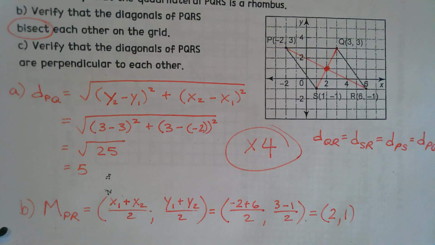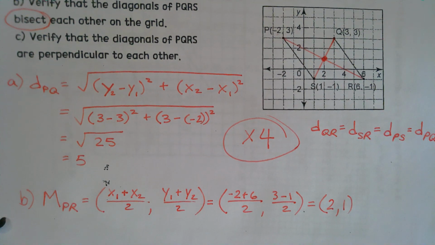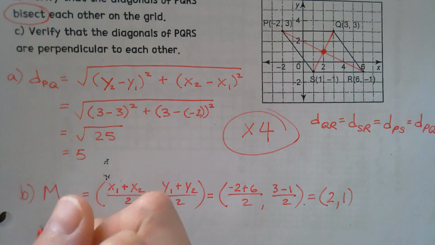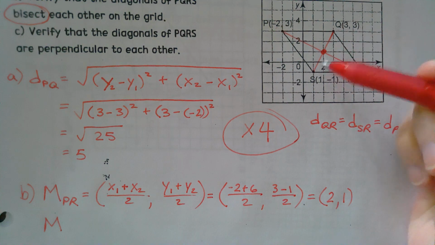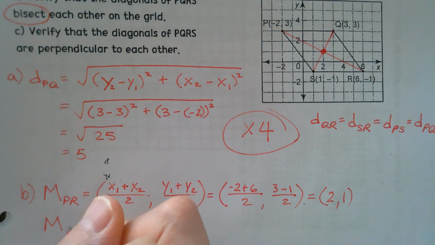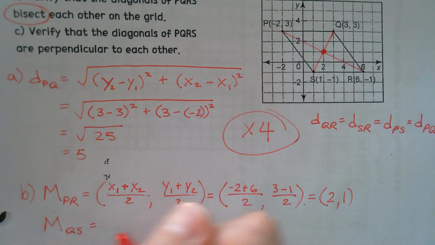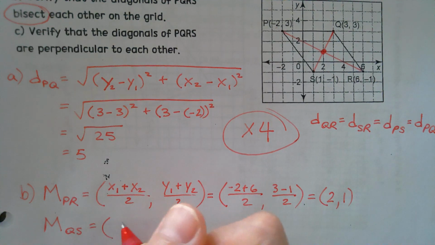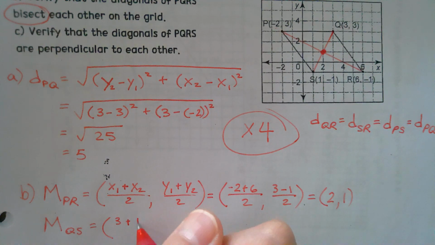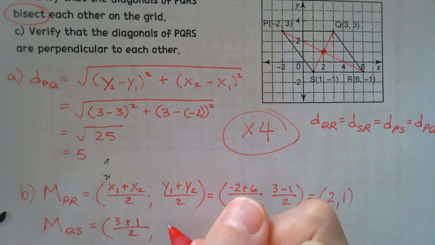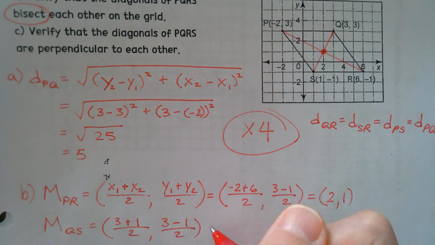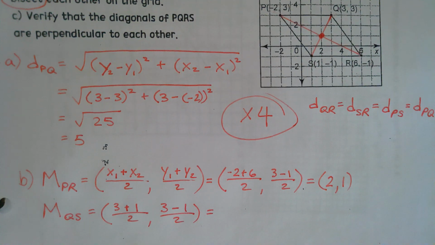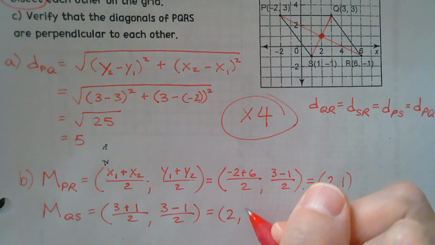Okay. What's the next thing I have to do? William. Find the midpoint of the other line. Yeah. Right. The other diagonal. So between Q and S. Same formula. So 3 plus 1 divided by 2. 3 plus -1 divided by 2. And if my math is correct, I also get 2, 1.